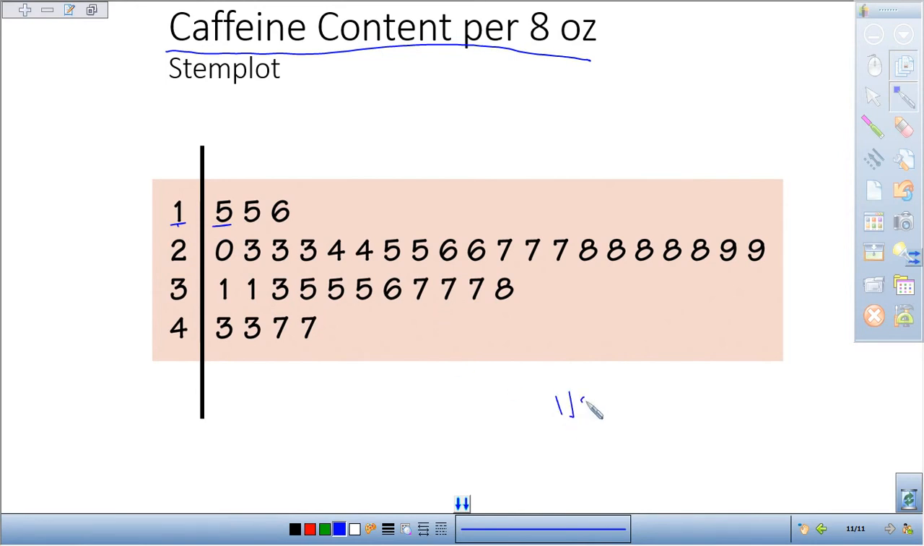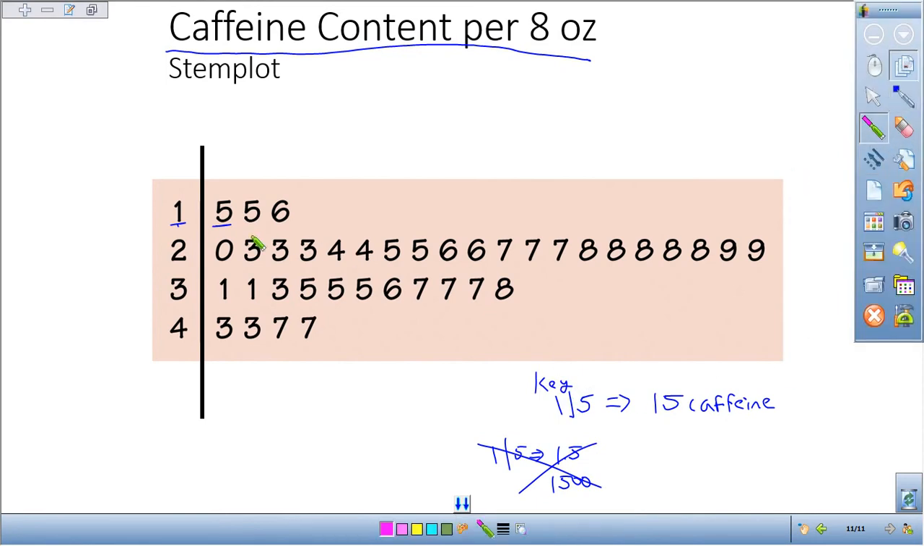We need something here at the bottom. That's a key. 1|5 represents 15 caffeine, 15 amount of caffeine. Because otherwise, we don't know if 1|5, did that mean 1.5? Did it mean 1500? Without this key, we wouldn't know how to read it.